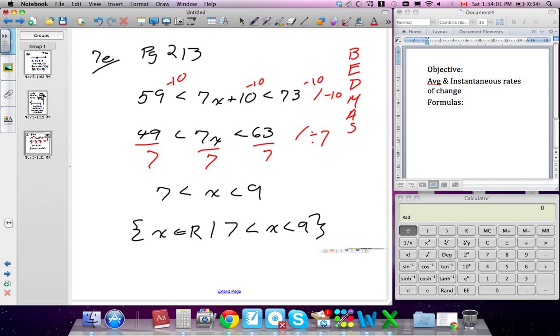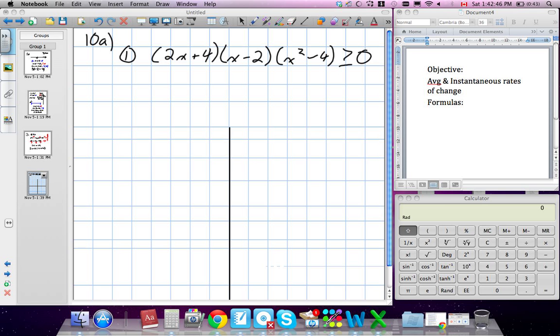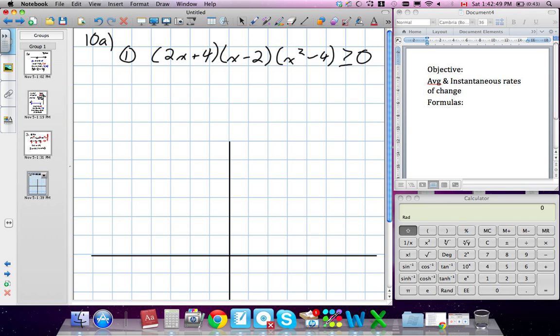Alright, so we have this question. They want us to find the intervals of when this is true. So what are the x values when this is true? Then we're going to solve it graphically and probably with a number line. First thing we need to do is factoring. So we find the common factor of the first set. We're going to divide this by 2. So we have 2 times x plus 2, x minus 2.